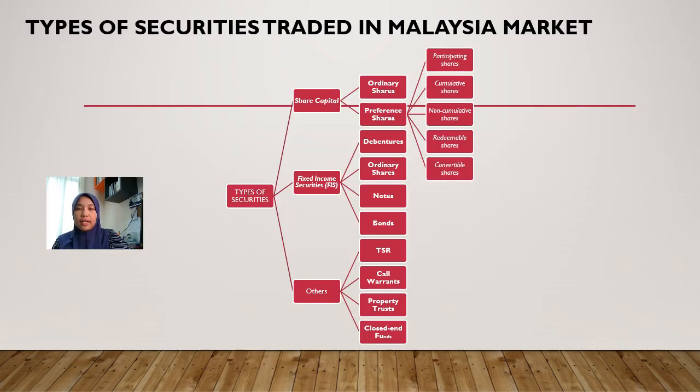Alright, now we have the types of securities traded in the Malaysian market. Basically, we have a huge number of securities traded in Malaysia, but for this syllabus, we just focus on certain types. We have share capital, fixed income securities, and others. We have ordinary shares, preference shares, debentures, notes, bonds, TSR, warrants, property trusts, closed-end funds, and others.